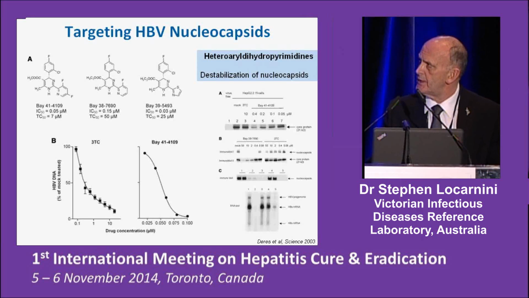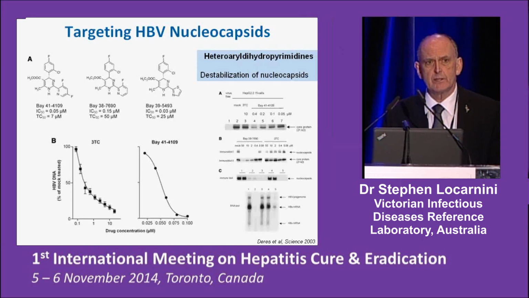The heteroaryl dihydropyrimidines, also they're more core busters. They're not selective like the phenylpropanamides, which block packaging. These are more actually just destroying or blasting away the nucleocapsids, and you get a classic non-nucleoside inhibition profile in terms of dose-response curve.